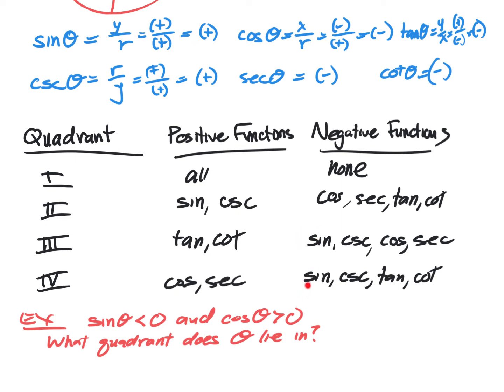So it's either going to be in quadrant 3 or 4, just from this first piece of information that sine is negative. So now we know we're in quadrant 3 or 4, but if cosine is positive, in quadrant 3, cosine is not positive, cosine is negative, and in quadrant 4, cosine is positive. So it's quadrant 4 where cosine is positive and sine is negative. So here we have our answer, quadrant 4.